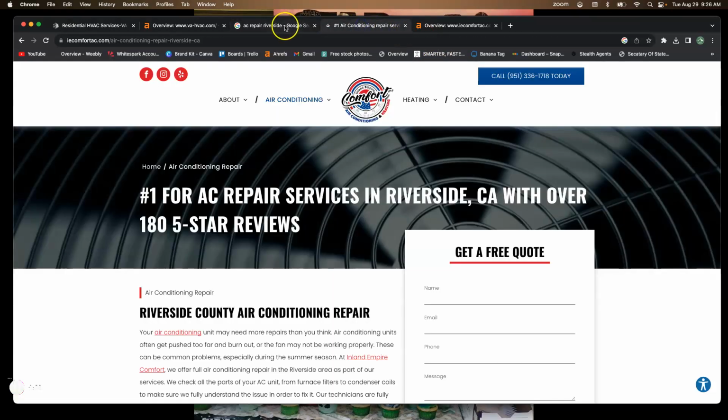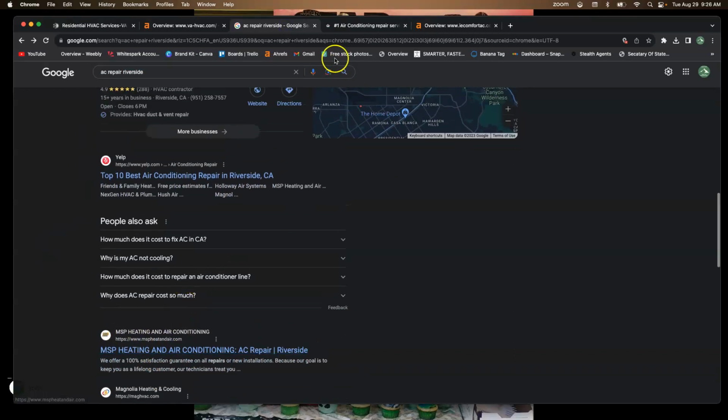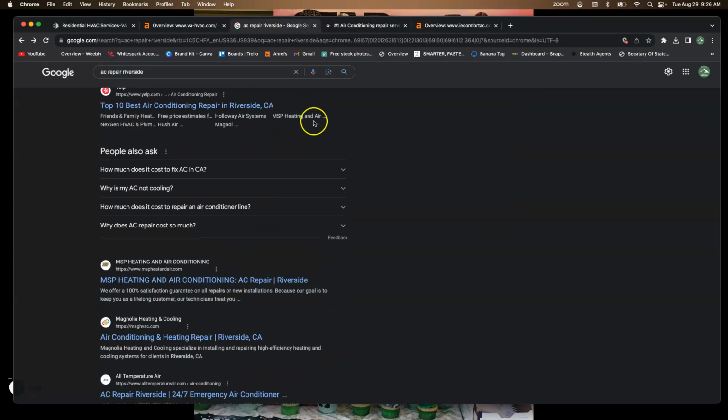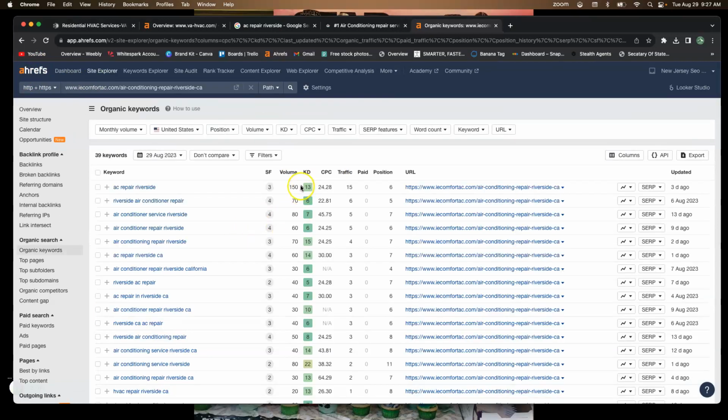Now, I took one of your competitors, which is the MSP Heating and Air. The reason why I took these guys as one of your top competitors is because of the following. Actually, I took IE Comfort. So this is a tool called Ahrefs. It helps you understand how well your website, or any given website, is performing. In this case, I'm just going to look at the keywords they're being optimized for. And if we look at AC Repair Riverside, this is the volume. So what this means is an estimated 150 residential and commercial combination are searching for this keyword every single month.